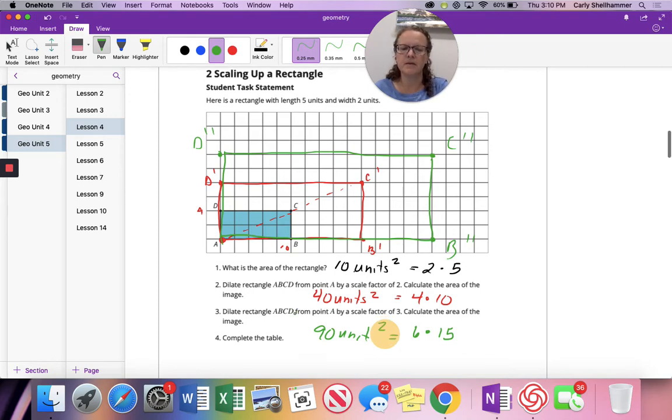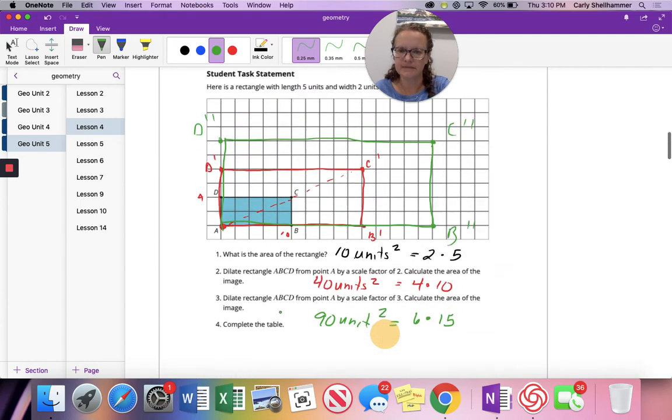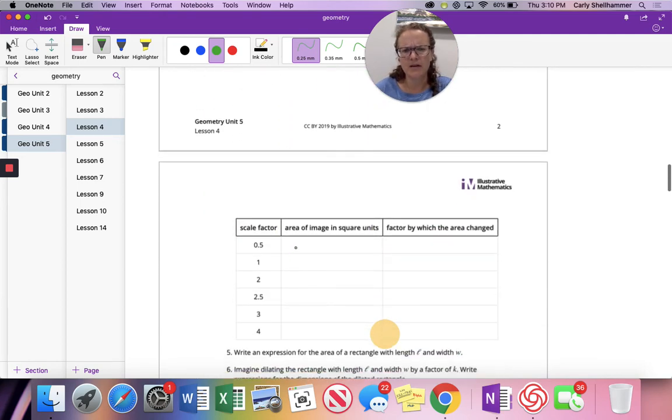Okay, then complete the table. All right, so the area of the image, scale factor of 1, our area was 10. A scale factor of 2, our area was 40. Scale factor of 3, our area was 90. These are all units squared.